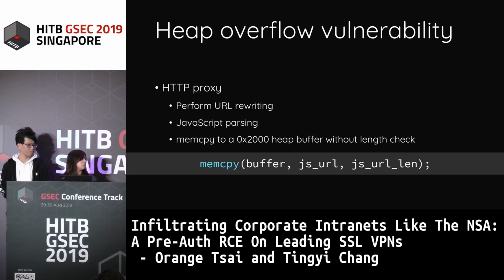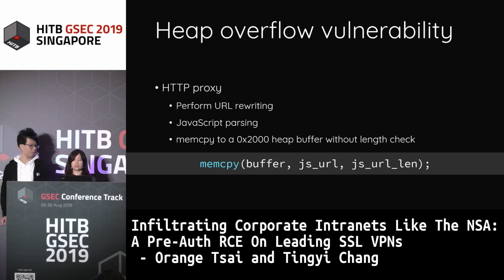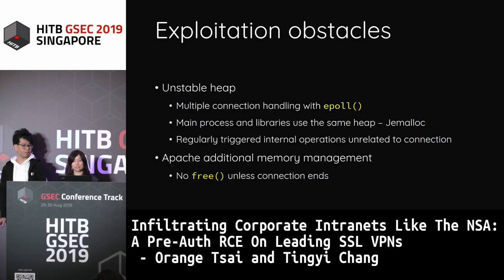So here is the heap overflow. It occurs in JavaScript parsing and is simply because of lack of length check while memory copy. The buffer is only 0x2000, but the input string is unlimited. Generally, we do some heap function to overflow a nice target and control the program counter through code execution. But the situation is difficult in FortiGate.